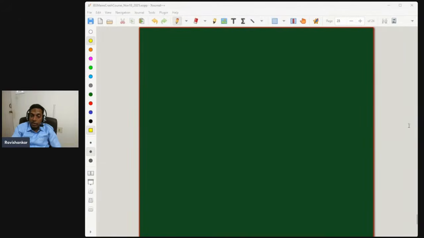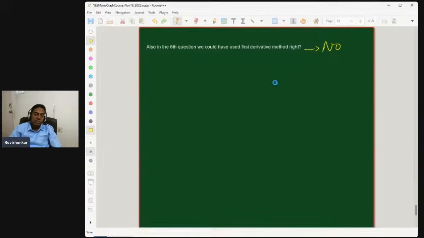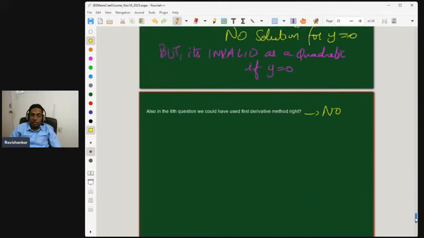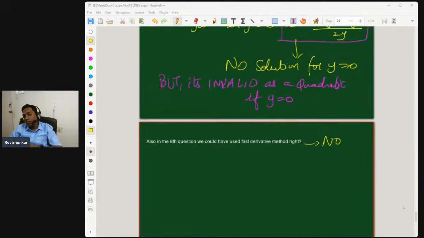Okay. And Anonymous has also asked, in question 6, can we use the first derivative method? How will you find the first derivative? No. First derivative is for maxima and minima. Here you are trying to find the range. That will work only if your domain is all real. Yeah, you can find the range maximum. But see, you may not be able to find maximum and minimum using the first derivative all the time.